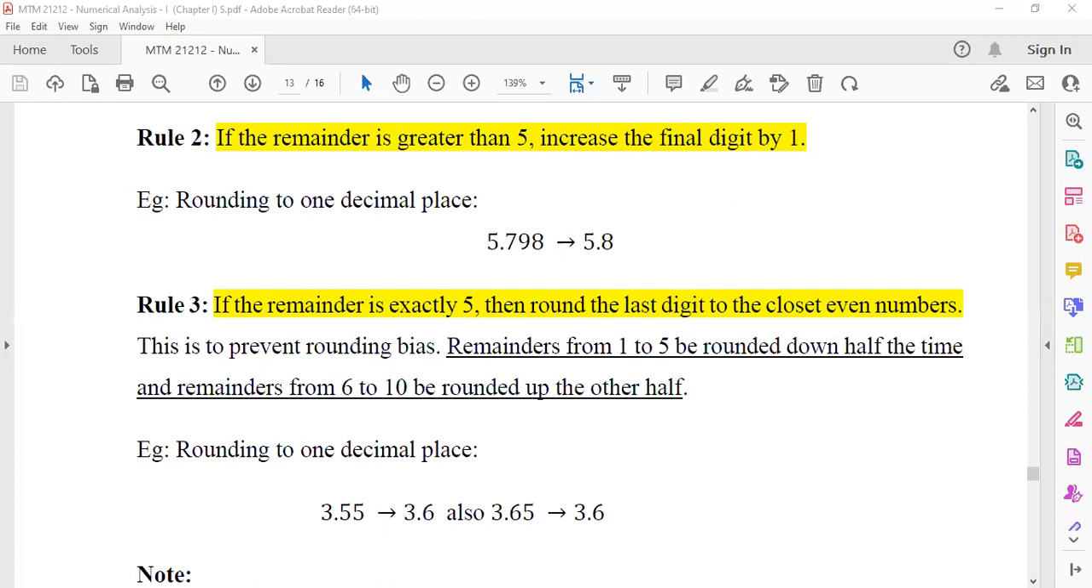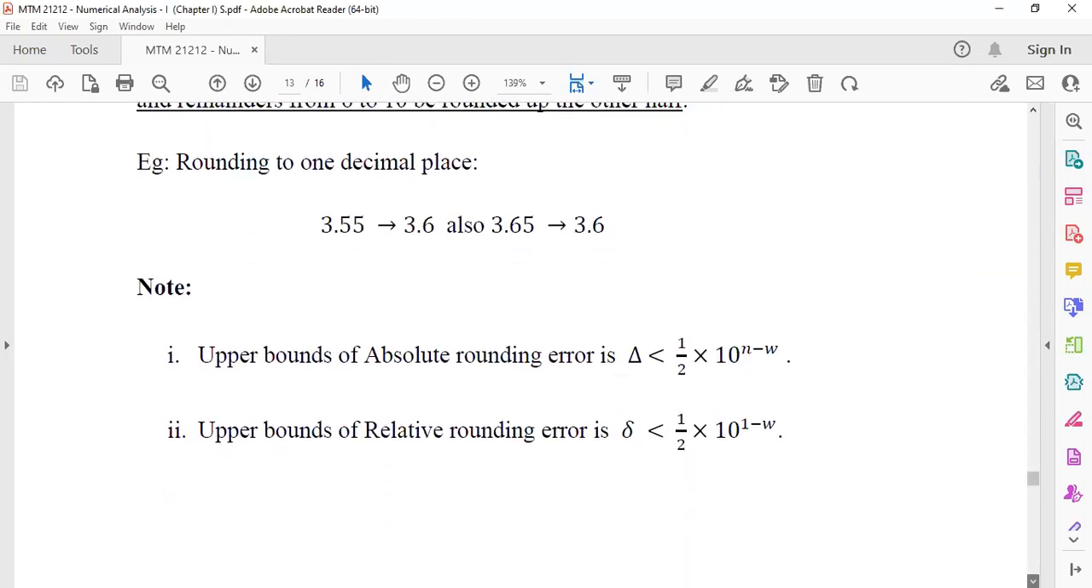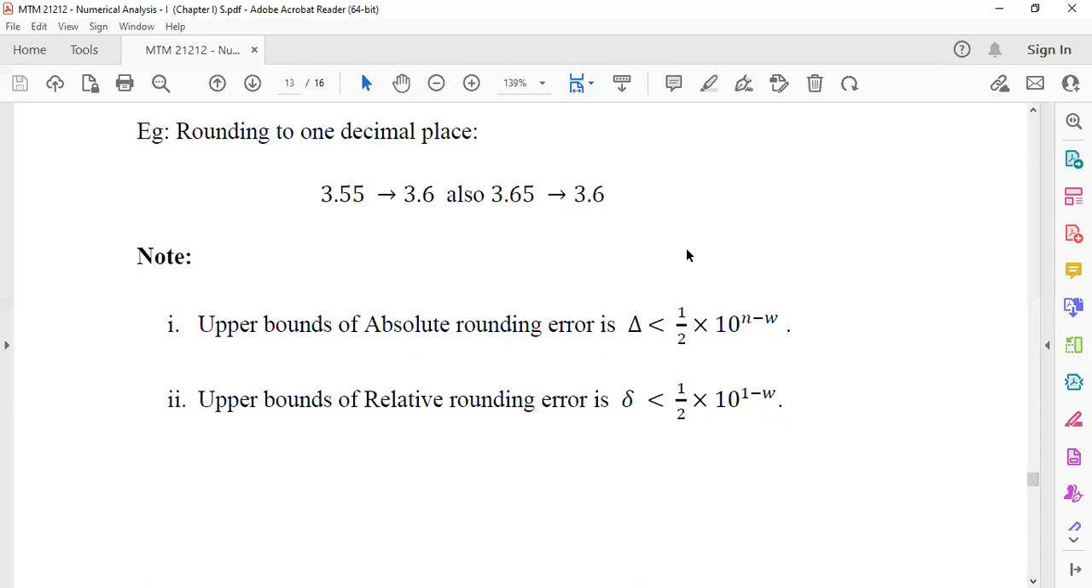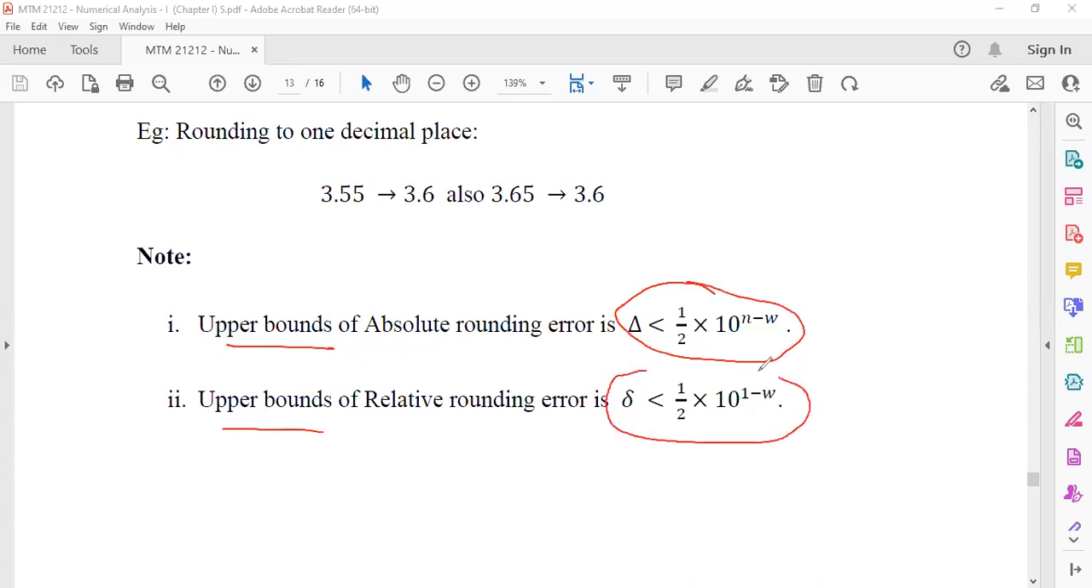Let's see one note. Similarly, for chopping errors there is a bound, here also we have an upper bound. When you see this one, what do you feel? Earlier, for chopping, we had the absolute error as 10 to the power n minus w and the relative error as 1 minus w. Here we have half times that. So then what do you think the chopping error is?